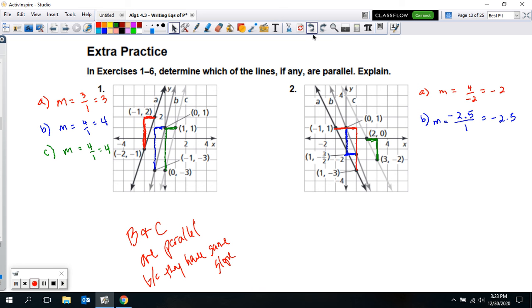And then for C, you're going to rise 2, go left 1. And so that's going to be 2 over negative 1, giving us negative 2. So you can see both A and C have the same slope, so A and C are parallel. Those are the ones that are parallel. Now there might not be any that are parallel. You might have gotten a negative 3 slope for this one perhaps, and then none of them would have been parallel. That's possible. All right, let's move on to the next couple.